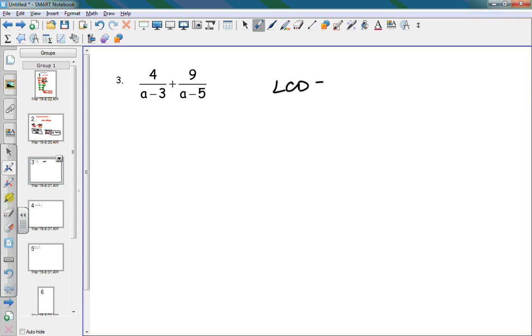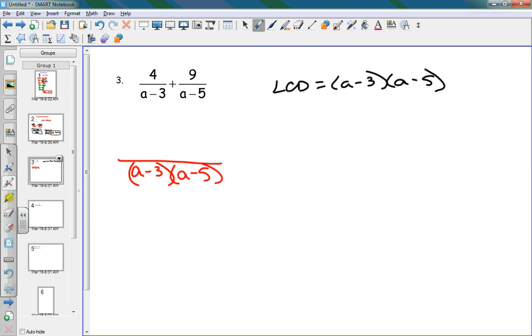A minus 3 times A minus 5. Very good. So if that's going to be my LCD, I need each one of these fractions to have that denominator. Do we all see that, yes or no? That's what would make them be engaged. They have the same denominator. So, check it out. A minus 3, A minus 3.